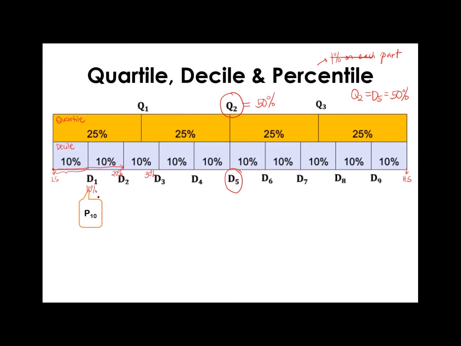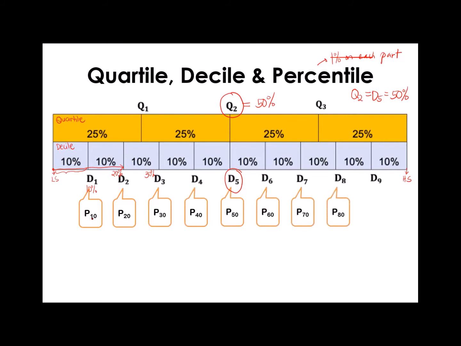So, si D sub 1 ay 10%. Kaya, yun ay tinawag na P sub 10, the 10th percentile. Tapos, si D sub 2 naman, P sub 20, kasi 20%. And so on. Okay, so yan yung mga equal sa decile at saka sa percentile. So always remember na si percentile ay nagsastart siya sa P sub 1 at nag-e-end siya sa P sub 99. So yan yung mga score points.